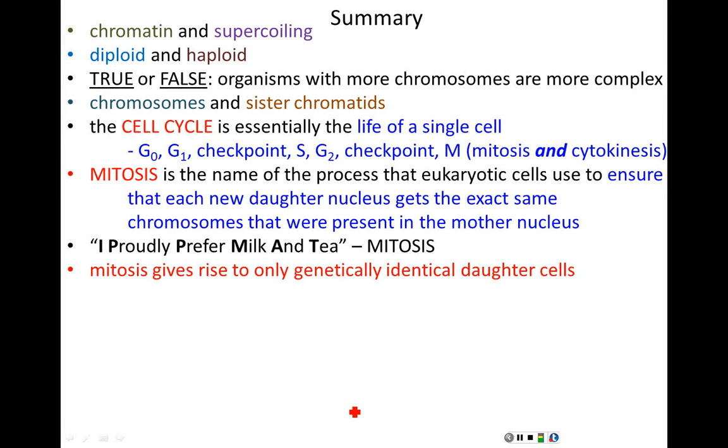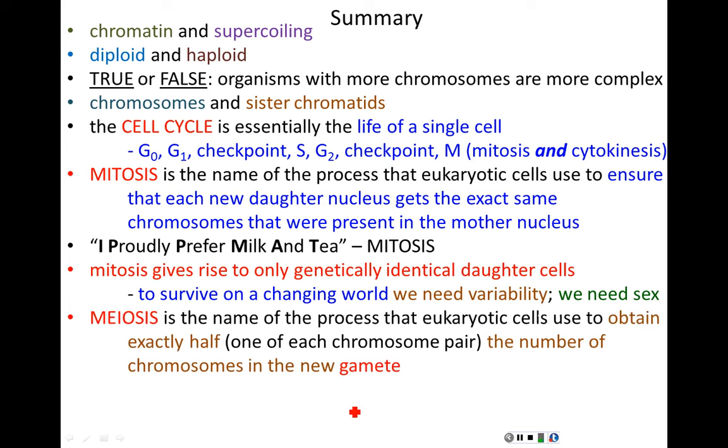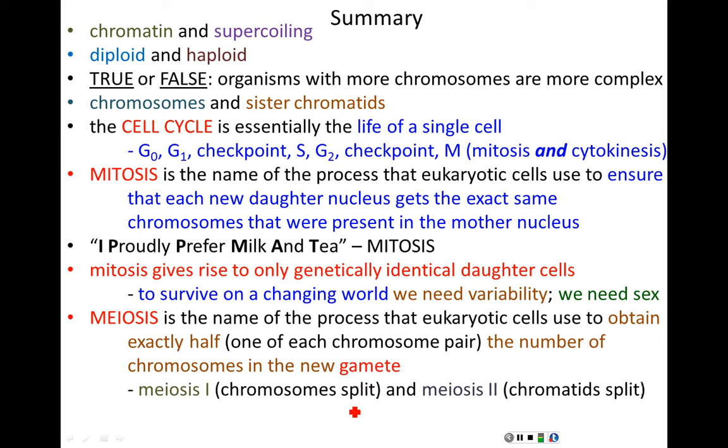Mitosis gives rise to only genetically identical daughter cells. Mitosis is a cellular version of asexual reproduction. There's no variability there. To survive in a changing world, we need genetic variability. We need sex. Sex drives evolution by creating different individuals with different fitnesses. Meiosis is the name of the process that eukaryotic cells use to obtain cells containing half genomes, haploid cells. These cells are gametes, and they can come together. Two gametes can fuse, one from a mother and one from a father, creating a new genetically novel individual with a different fitness.